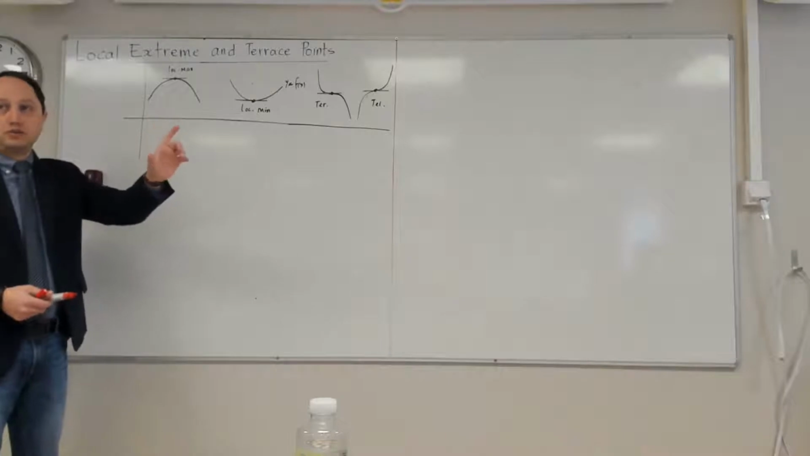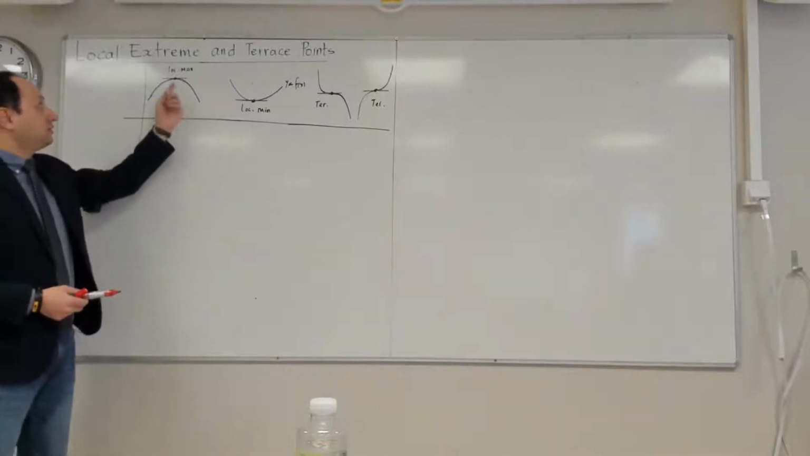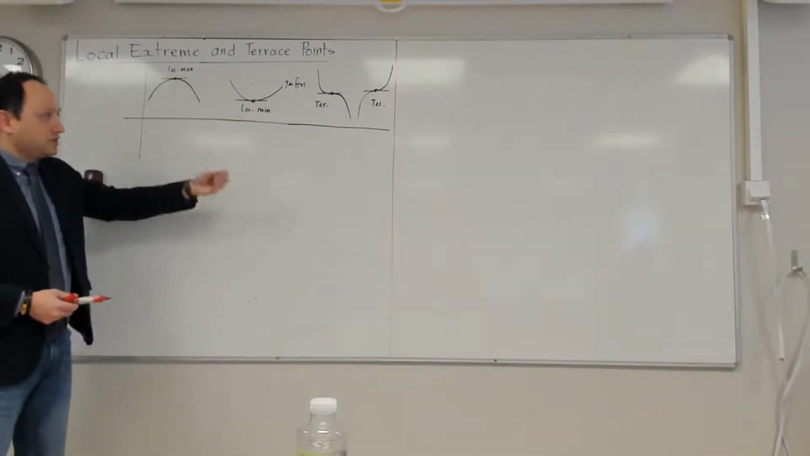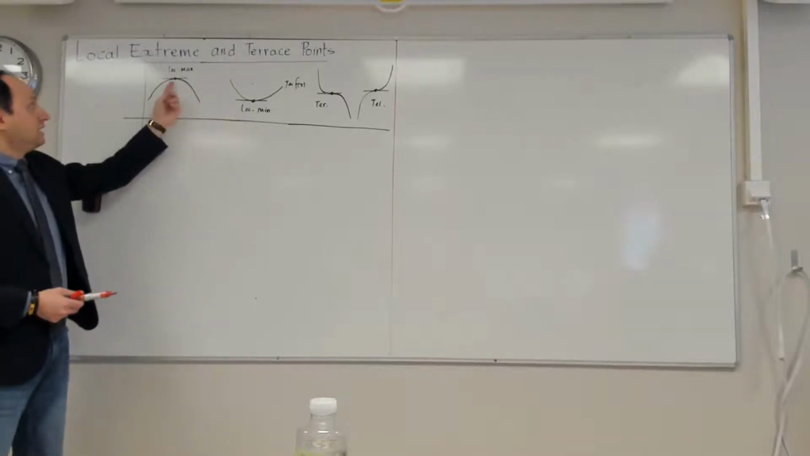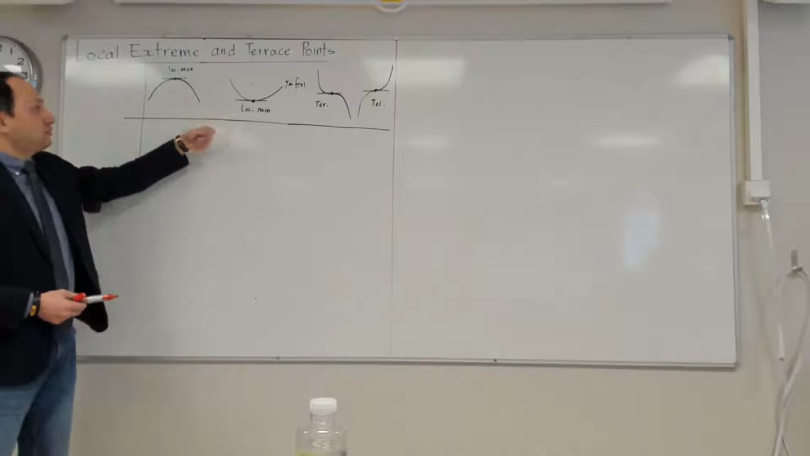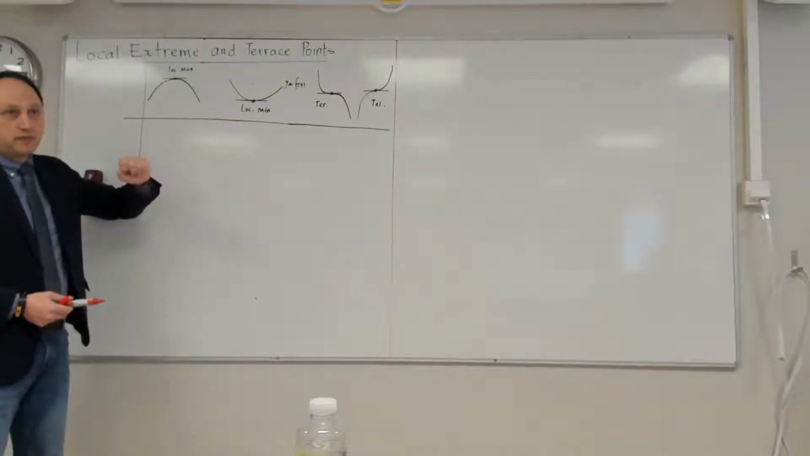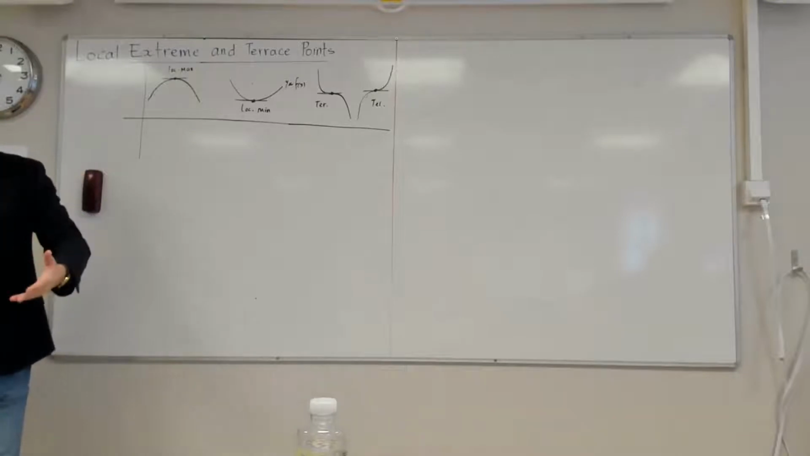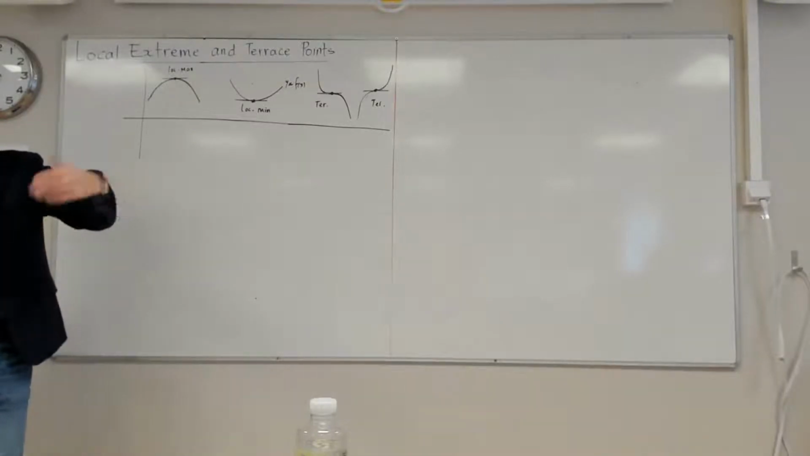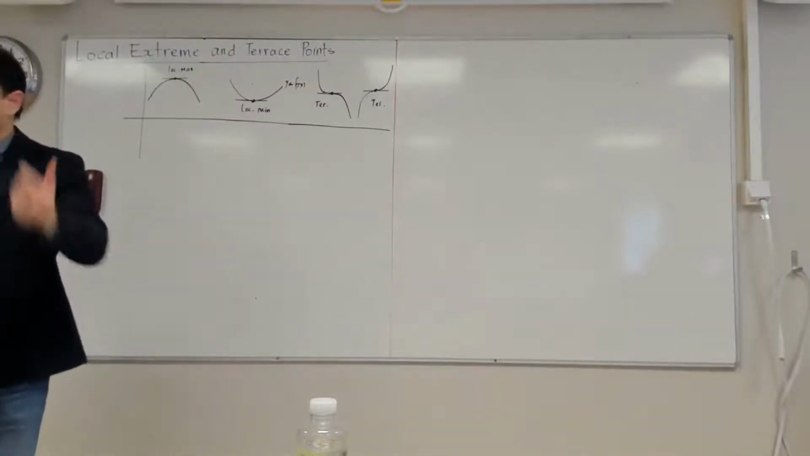You don't have the graph. You have only the formula for the function. You want to find these points. So the first step, which is very intuitively clear from this picture, is to find those points for which the derivative is equal to zero. So what does it mean? It means that you calculate the derivative as you have learned so far, put it equal to zero and solve that equation. You get some bunch of numbers.